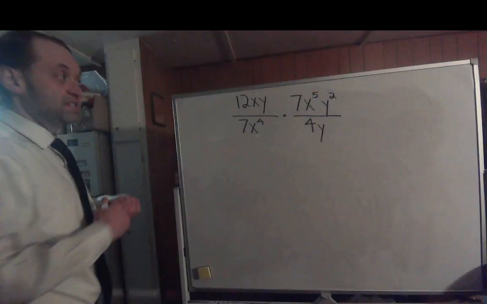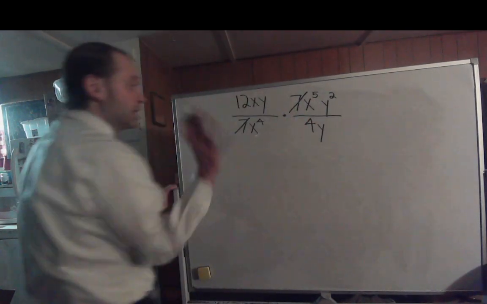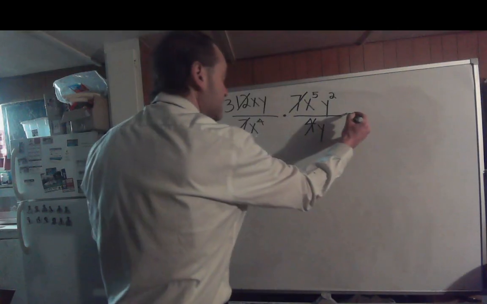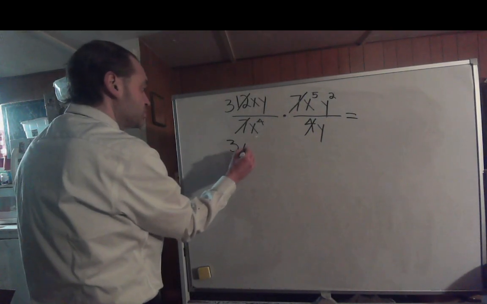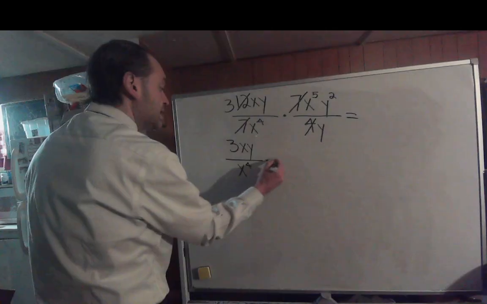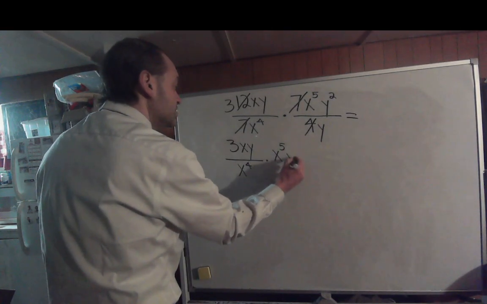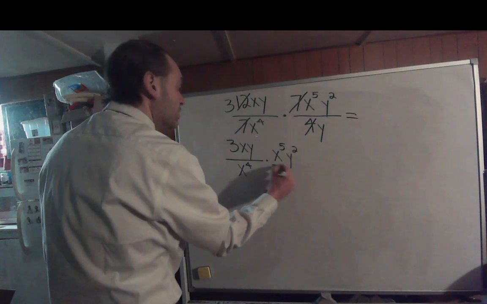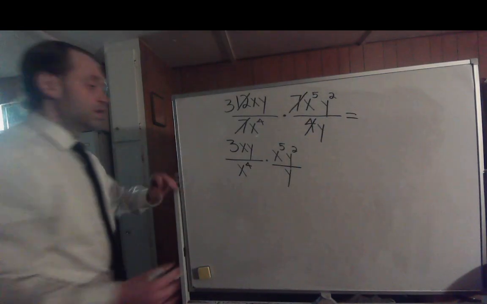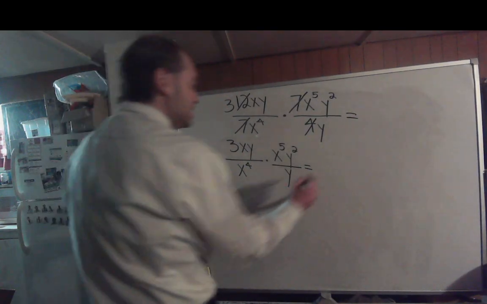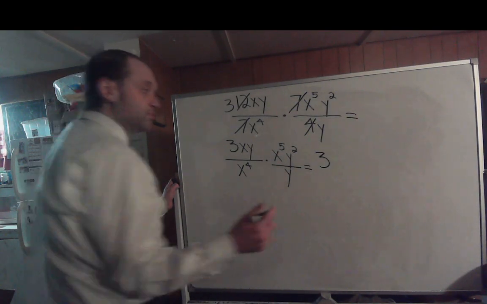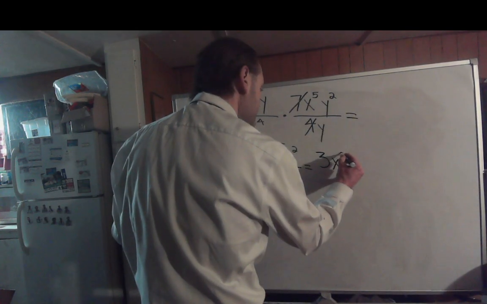Well, clearly the 7s will cancel out, right? Those are gone. 4 goes into 12 evenly, so the 4 is gone. That 12 will turn into 3. So this can be rewritten as 3xy divided by x to the 4th times x to the 5th y squared over y. Now, since we've simplified initially with the numbers, why don't we go ahead and multiply all this? So you'd still have 3 in the numerator. X to the 1st times x to the 5th is x to the 1 plus 5. That would end up being x to the 6th.